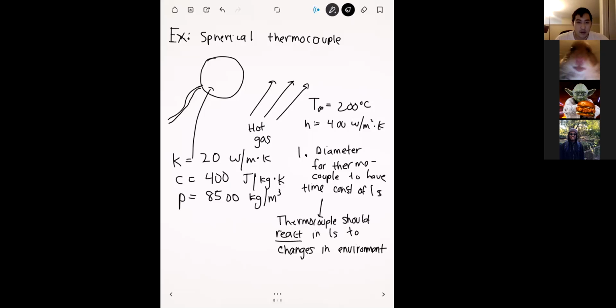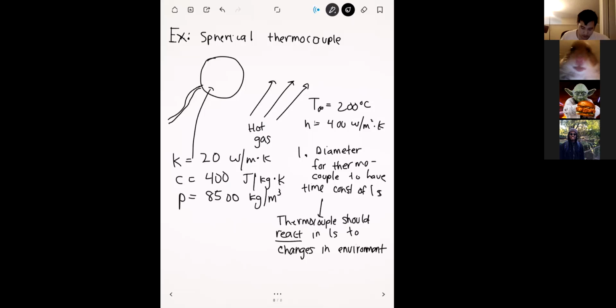If you're designing an experiment like this, or some kind of device, this is going to affect which thermocouple you buy from the manufacturer, because you want to choose one with a diameter that works for this. Any questions on this? Okay, so let's go ahead and work through the problem.